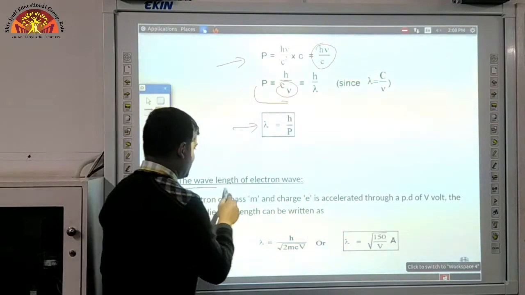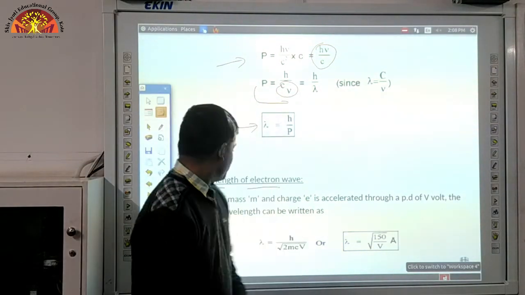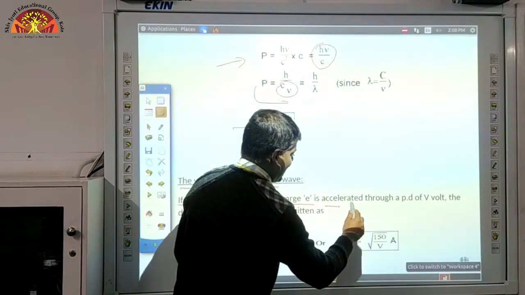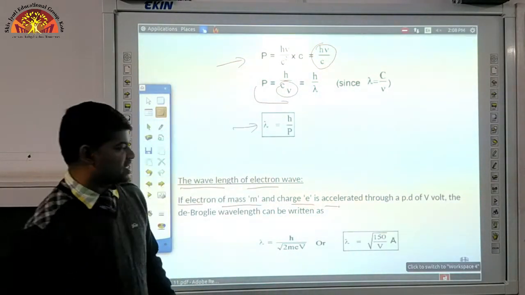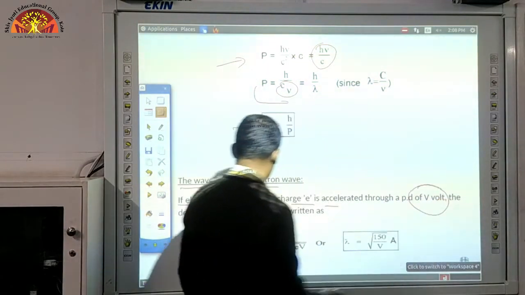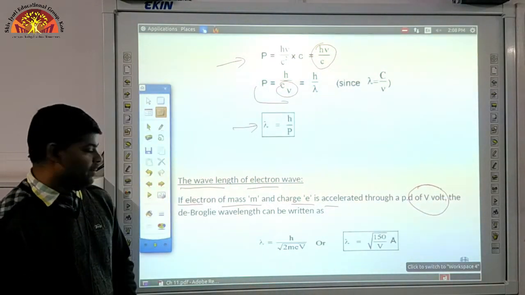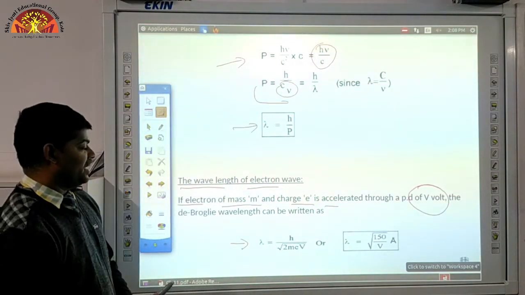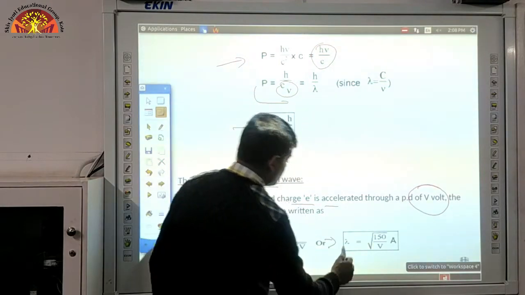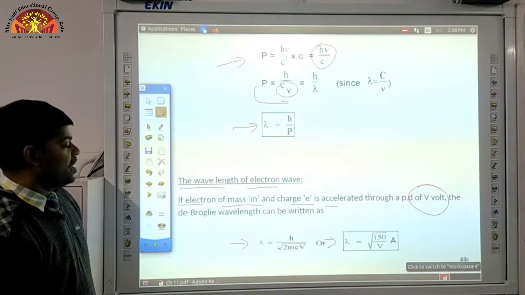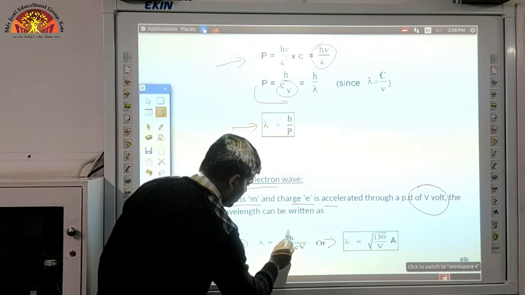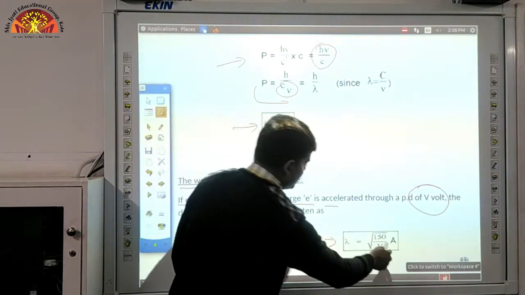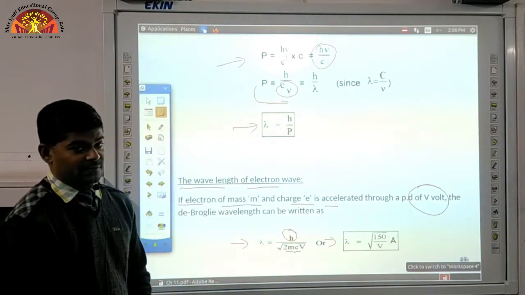Now come to the wavelength of electron wave. If an electron of mass m and charge e is accelerated through a potential difference, कितना potential difference रखना बच्चों? V volt. The de Broglie wavelength can be written as lambda equals h upon under root 2meV, or you can say lambda equals under root of 150 upon under root V, because we know the value of the Planck constant, mass of electron, charge of electron. इनकी value को जब put कर देंगे तो ये value इतनी आ जाएगी बच्चों, that is under root of 150 upon V angstrom.